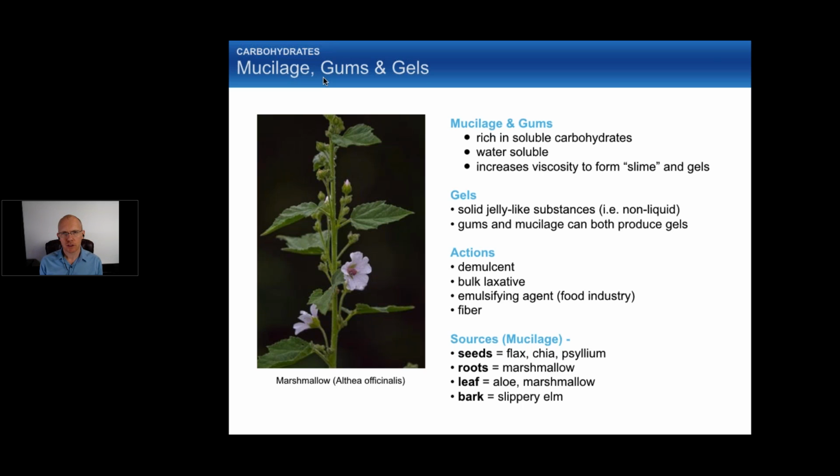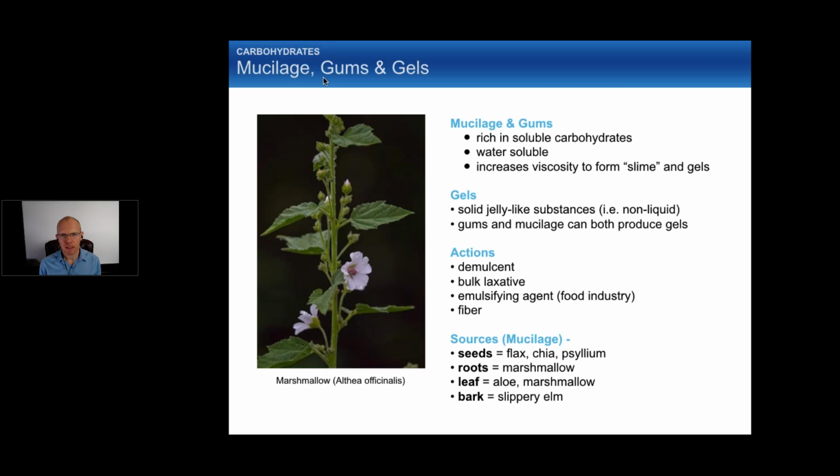And when you add a mucilage or a gum to water, it basically forms a viscous liquid. So it becomes slimy. If you add enough of it, some of these types of mucilage and gums will actually form a gel. And so a gel basically is a solid, semi-solid, jelly-like substance, as opposed to a liquid. So you might have slimy water or a gel. If you don't add as much, it may just form slimy water, and when you add more, it may actually solidify. And both gums and mucilage have the potential to produce gels.